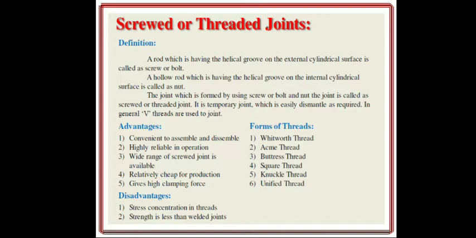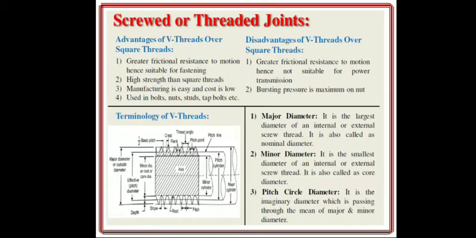Now various forms of threads. The first one, Whitworth thread, second Acme thread. Third one is the buttress thread. Fourth one is the square thread. Fifth one is the knuckle thread, and sixth one is the unified thread. So these are the various forms of threads.